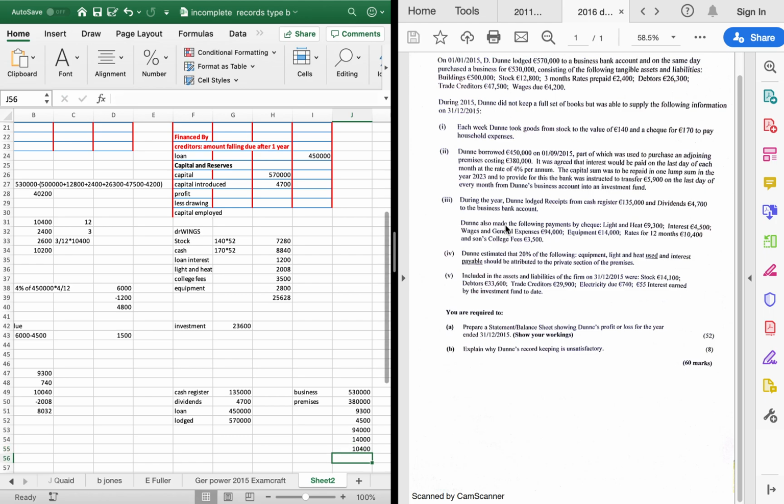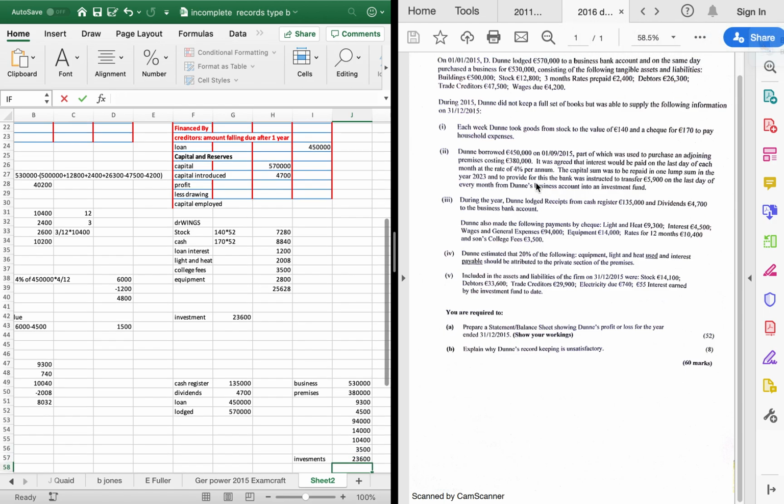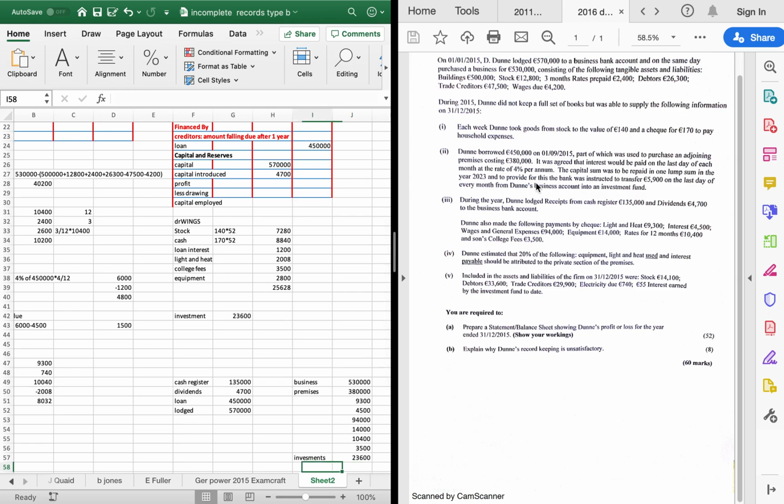And the college fees 3,500. Don't forget, we also made the investments on the loan. Investments were, where's the investments here? We paid 5,900 for 4 months. So 4 by the 5,900 is 23,600.